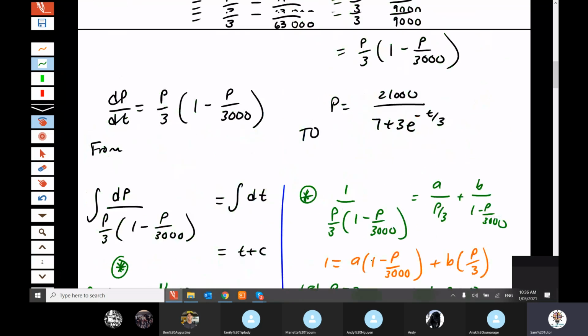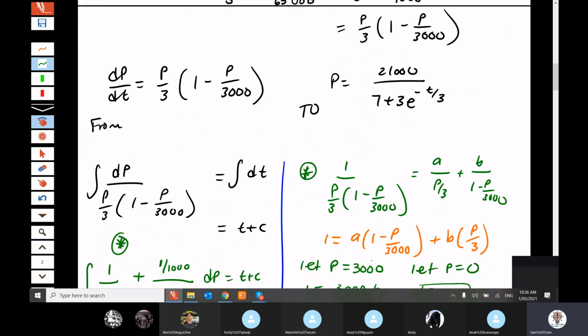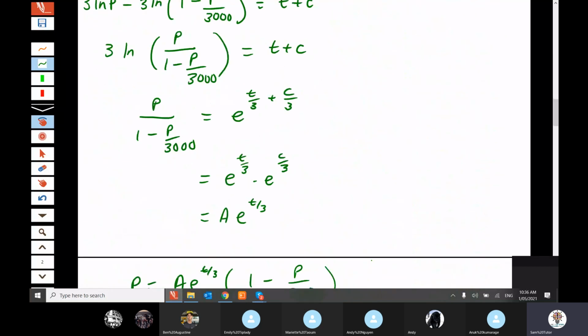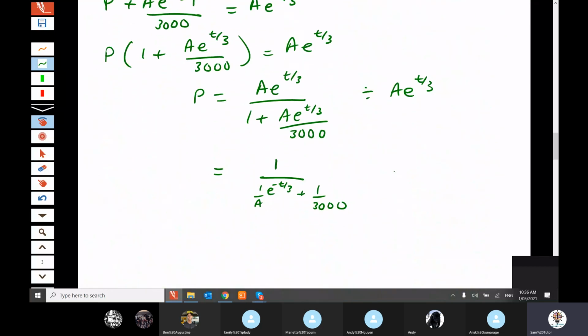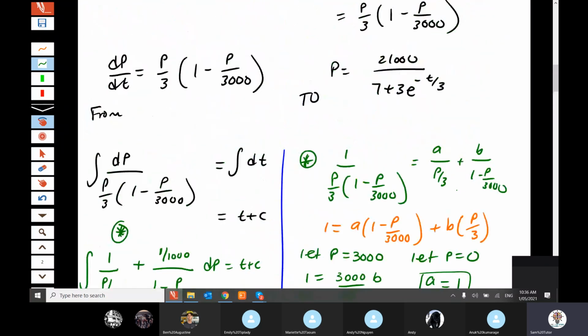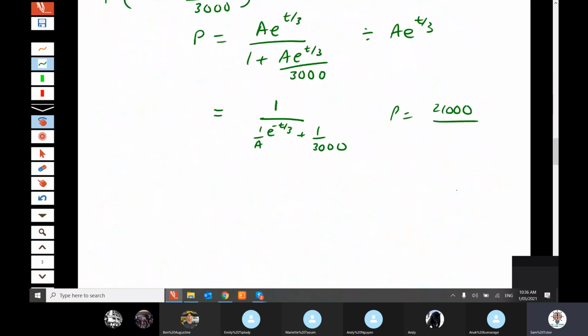So what did we want to find? We wanted to find P equals 21,000 over 7 plus 3e to the negative t over 3. I'll tell you what the difference is in a second, so just relax. What's the only difference between the two of what we wanted compared to what I have? Yeah, the fact that we don't have any initial conditions. I didn't give you anything. So without knowing any initial conditions, that's all you can get to.